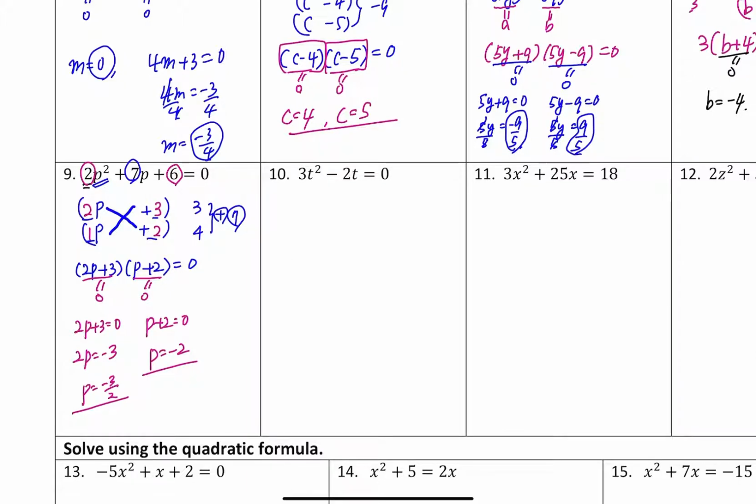Number 10, binomial. Left side is binomial. So try to use greatest common factor. Greatest common factor out of these two terms is just t. So take out t. Then inside the parenthesis, you put remaining terms. 3t minus 2 equals 0. When the first factor equals 0, t equals 0. When second factor equals 0, t equals 2 over 3. So these two are answers. Next.